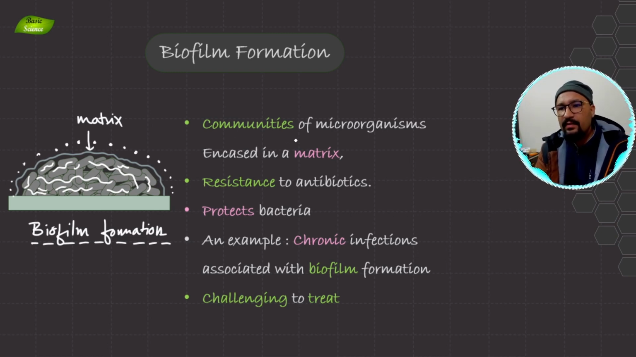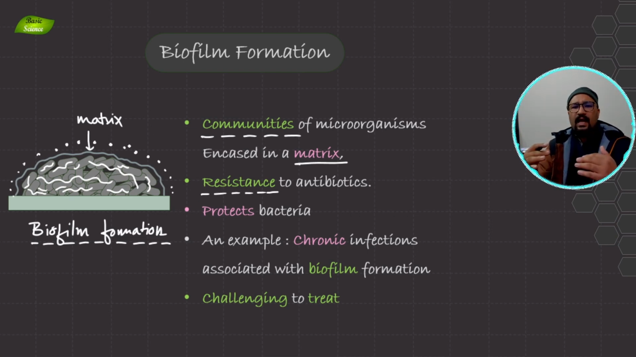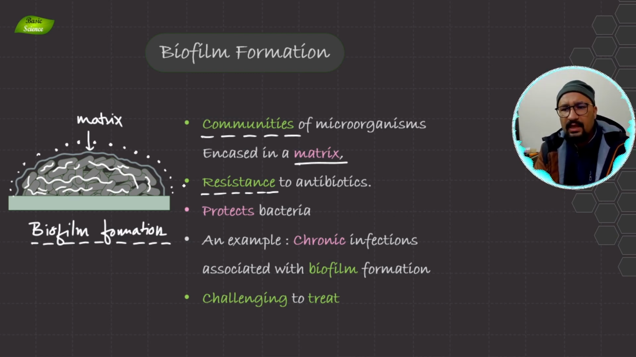Right now, what are biofilms? They are communities of microorganisms, as I've already explained, encased in a matrix. They can also help in resistance to antibiotics. How? Because they are protected by the matrix, the antibiotic is no longer able to enter the biofilm, and then you need a very high concentration of the antibiotic. Because of that, bacteria will develop resistant phenotypes against that particular antibiotic, and that is not good.